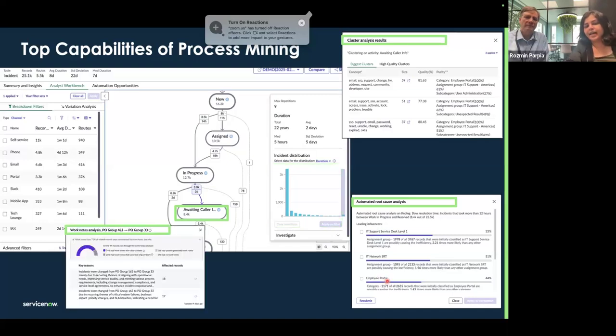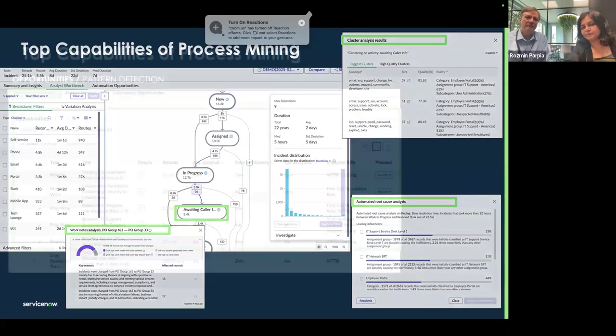And then other than that, we also have Now Assist powering our work notes analysis. So if you wanted to know what's in the work notes that could be the reason for awaiting caller or tickets ping-ponging, then this is how the machine is summarizing your work notes with the power of Now Assist, and making sure that you don't have to go into each and every record one by one.